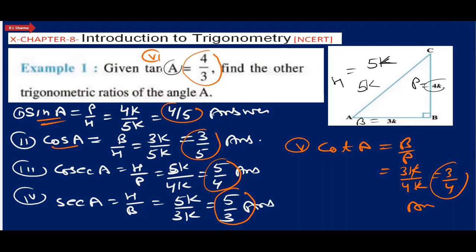So thus we got all the 6 ratios. Out of 6 ratios, means 1 is already given. 6 रेशियो में से एक पहले से गिवन है और हमने 5 हमने अब फाइंड आउट कर लिया है.